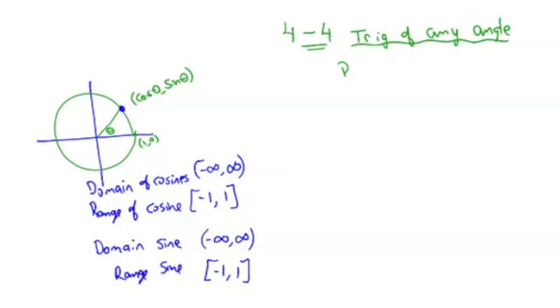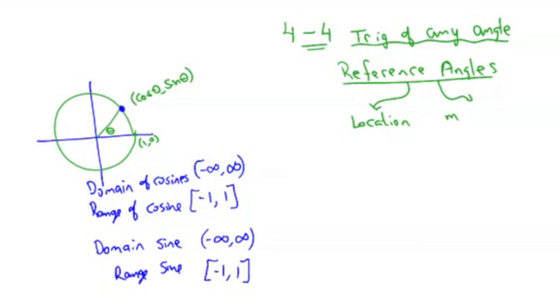First thing, we need to talk about our reference angles. Reference angles have two pieces to them. Piece number one, location. And piece number two, measure of acute. Is it ACC or AC? Actually, I think it's just AC. Acute angle.